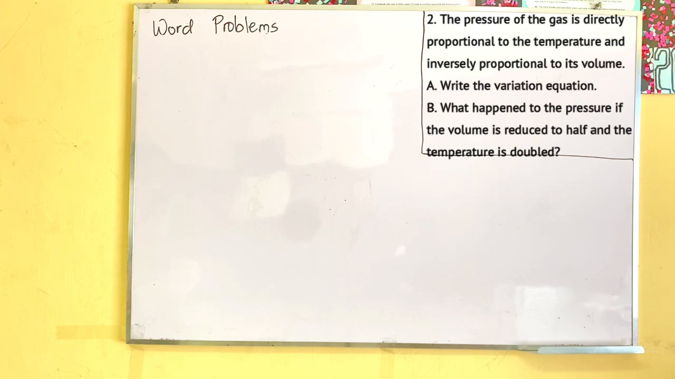The pressure of the gas is directly proportional to the temperature and inversely proportional to its volume. First one, write the variation equation. Next, what happened to the pressure if the volume is reduced to half and the temperature is double?